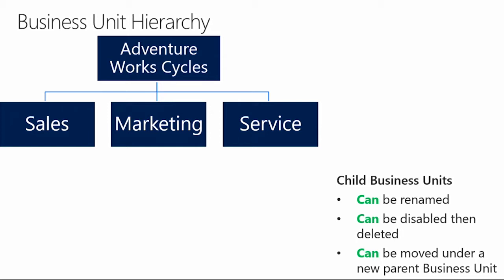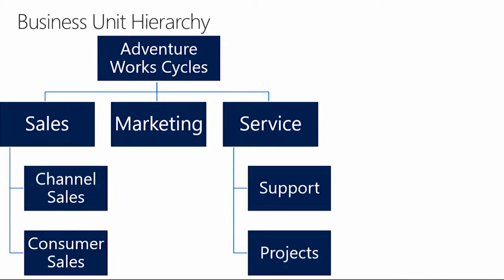And the nice thing about these business units is even if you set them up initially, if you decide, okay, sales isn't really what I want to call this, I can always come back later and rename them. I can always disable them or delete them, and I can move them around. Like you'll see here, underneath sales I have channel sales and consumer sales, and under service I have support and projects. The concept here is that consumer sales is going to have all of the users and or teams that work specifically in consumer sales. Channel sales is going to have all the users and teams that work in channel sales, and so on and so forth.